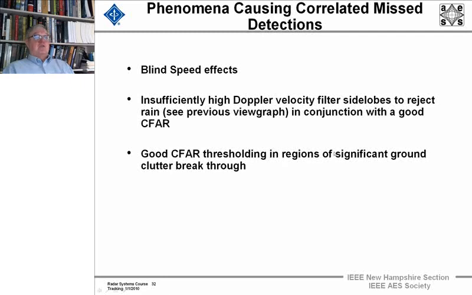Good CFAR threshold in regions of significant ground clutter breakthrough. If you have a good CFAR, it's going to rise up above that mountain and you won't see it. In this case, not initiating, ground clutter breakthrough tends to be in spots.